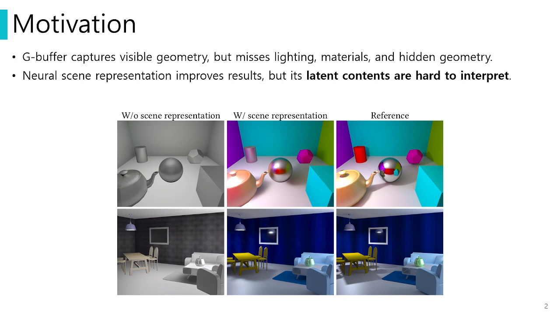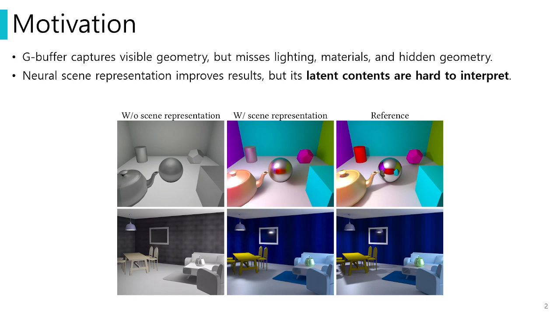Let me start with the motivation. Neural rendering can synthesize images, but it often works like a black box. The input goes in, the image comes out, but the latent vector is hard to understand. This figure shows why the scene representation matters.